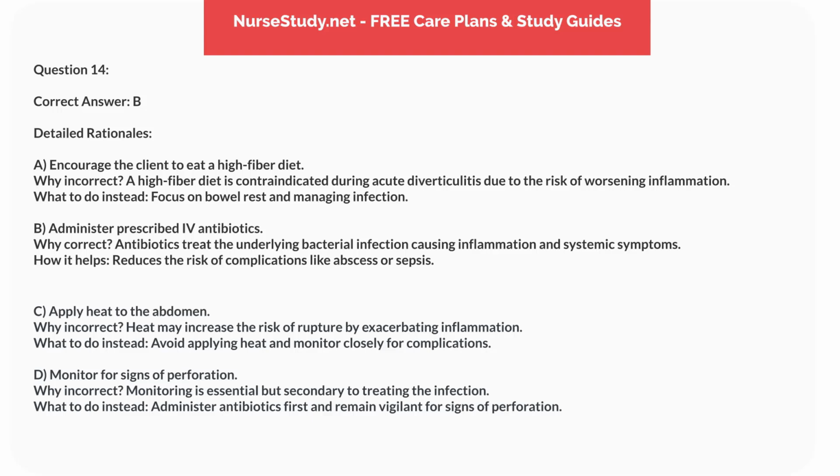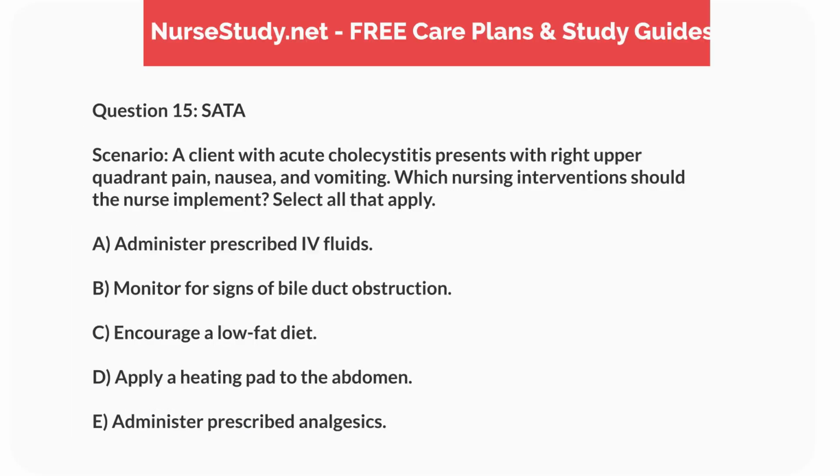D. Monitor for signs of perforation. Why incorrect? Monitoring is essential but secondary to treating the infection. What to do instead: administer antibiotics first and remain vigilant for signs of perforation. Question 15, SATA. Scenario: a client with acute cholecystitis presents with right upper quadrant pain, nausea, and vomiting. Which nursing interventions should the nurse implement? Select all that apply.